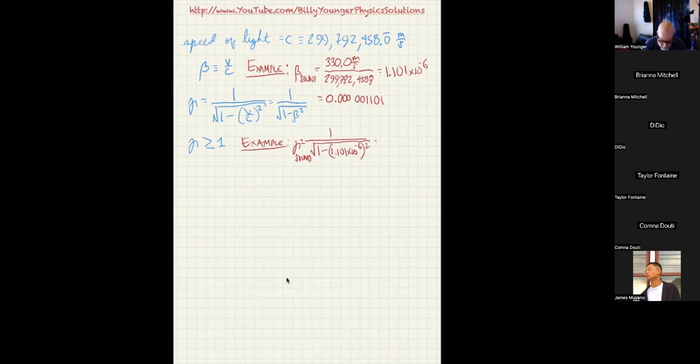So when I do that, I think what you can see is if I square 1.01 times 10 to the negative 6, I get 1.212 times 10 to the negative 12. So it'd be 1 over the square root of 1 minus 1.212 times 10 to the negative 12th. And if you subtract that from 1, you're obviously going to get a very, very, very small number. And then you take the square root of that and you basically get approximately 1.